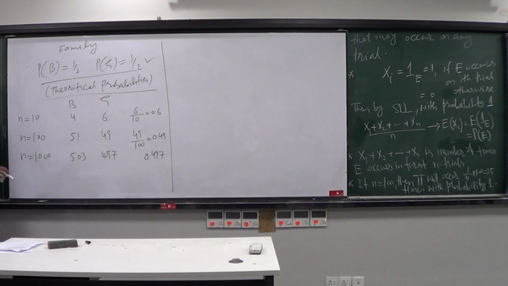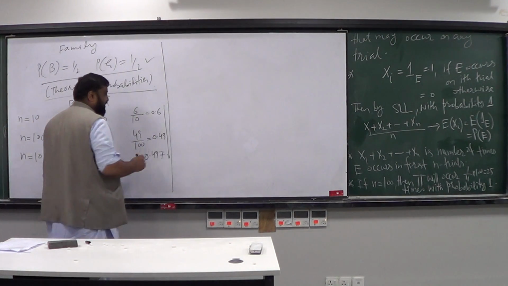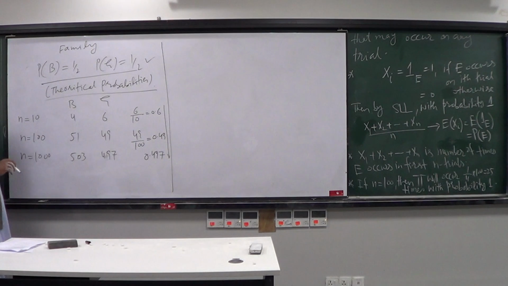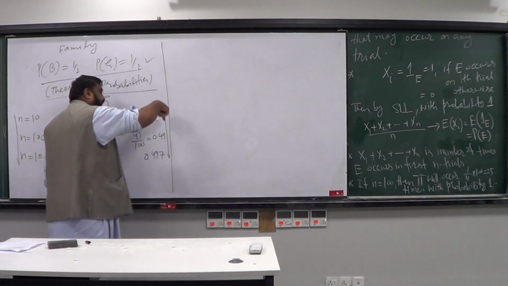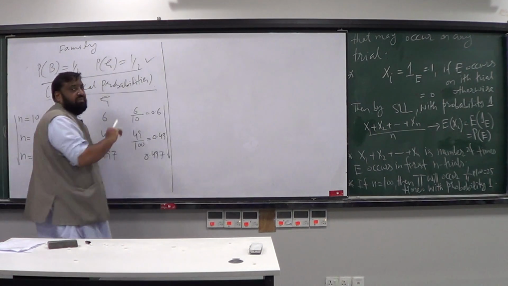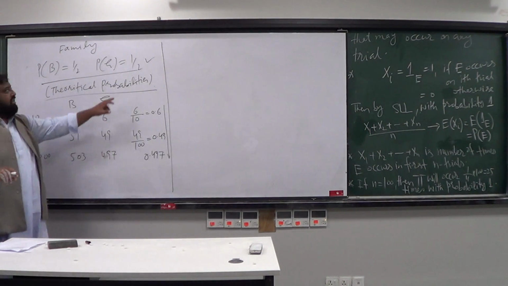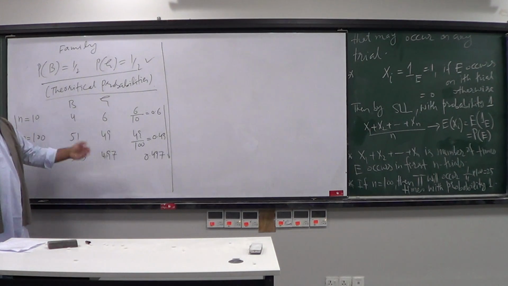So what is happening? If you see this pattern of the probabilities, what does the law of large numbers say to you? That as you increase the sample size, this sequence of the probabilities will converge to 1/2. You'll get closer and closer and closer to 1/2.